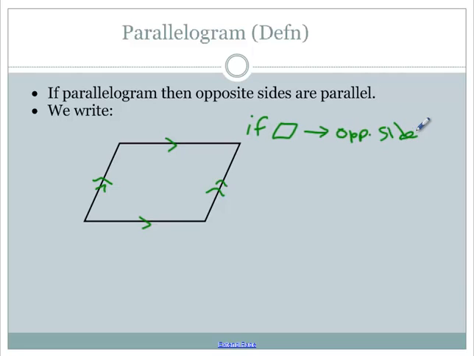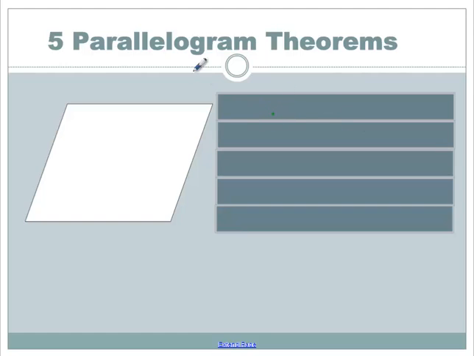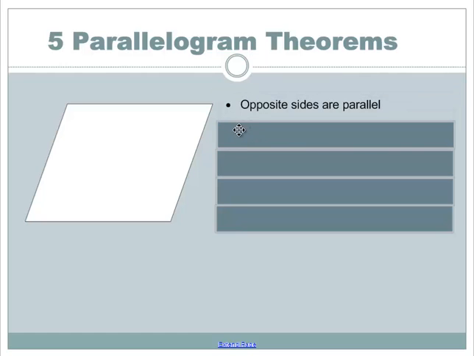opposite sides are parallel. So again, we're going to use a lot of abbreviations, but this is going to be our if-then statement. And we're going to try and relate that statement to every single one of these properties. If parallelogram, then all five of these properties. So here's the first one. Opposite sides are parallel. We already saw that. And these five need to be written down. They need to be memorized. There will be a properties quiz that you have to be able to understand these.